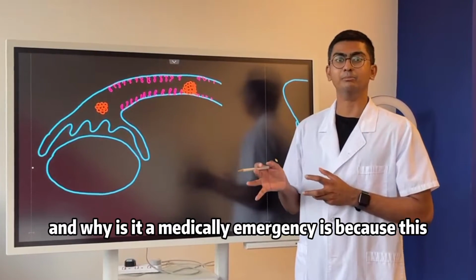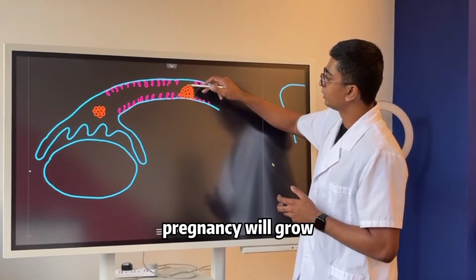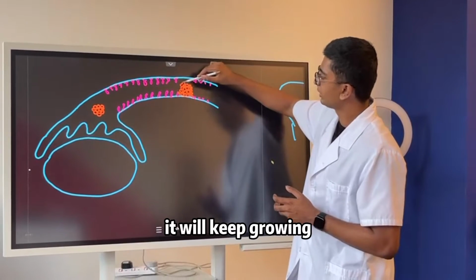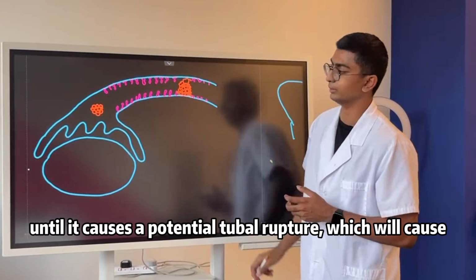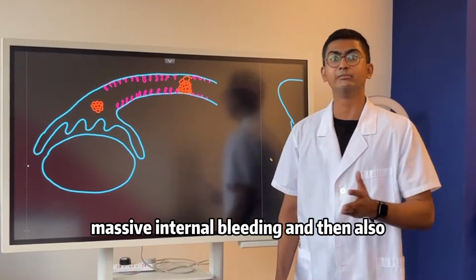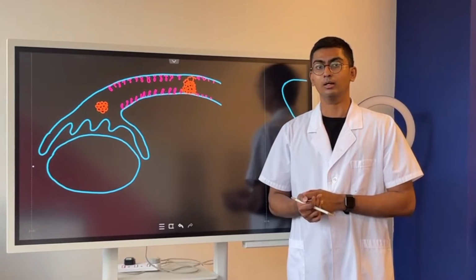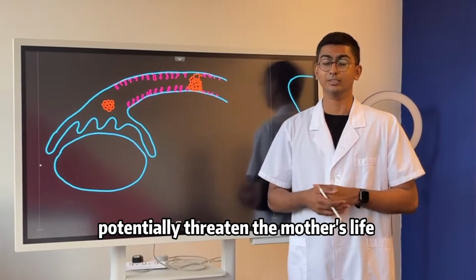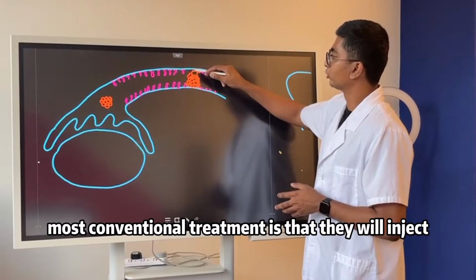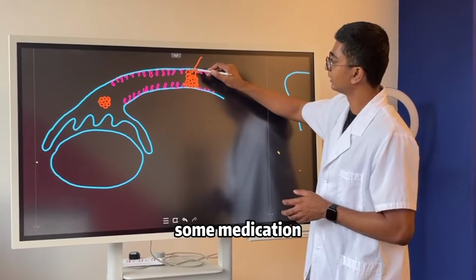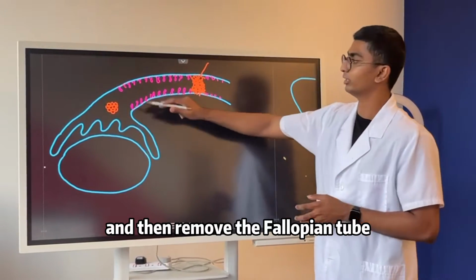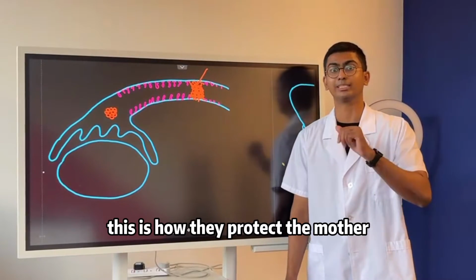Now, why is it a medical emergency? It is because this pregnancy will grow. It will keep growing until it causes a potential tubal rupture, which will cause massive internal bleeding and potentially threaten the mother's life. So most conventional treatment is that they would inject some medication to terminate the pregnancy and then remove the fallopian tube. This is how they protect the mother's life.